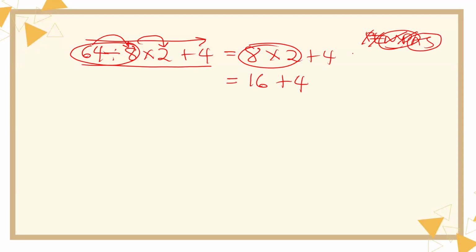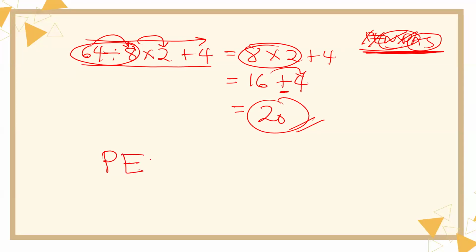Then we do addition and subtraction. We only have addition here. So that's 16 plus 4. What's 16 plus 4? Very easy. That's 20, right? So that's how easy it is to use PEMDAS in our calculation. So remember, solve for equations within parentheses or brackets, then simplify exponential expressions, then do multiplication and division from left to right, then do addition and subtraction from left to right.